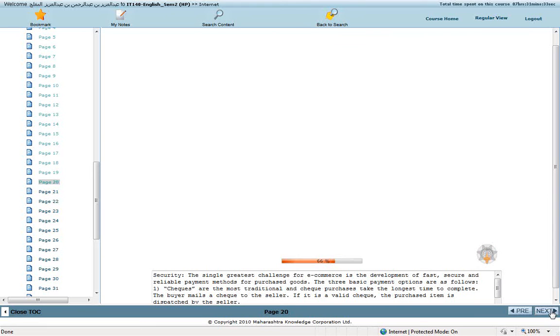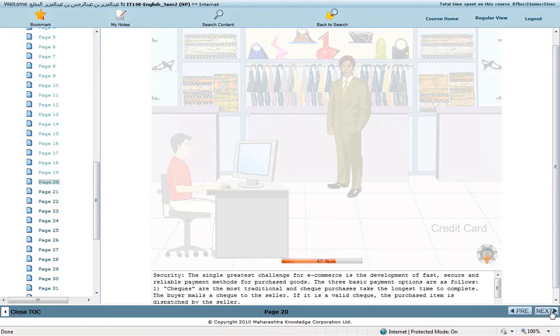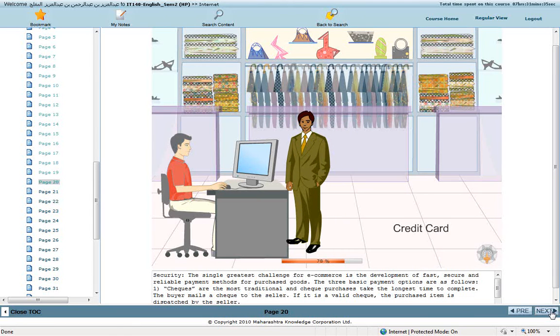Credit card purchases are faster and more convenient, but credit card fraud over the internet by criminals known as carders is a major concern for both buyers and sellers.